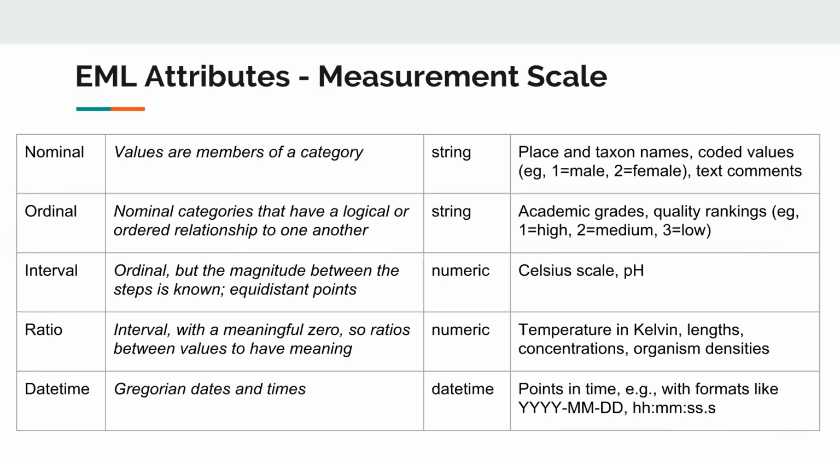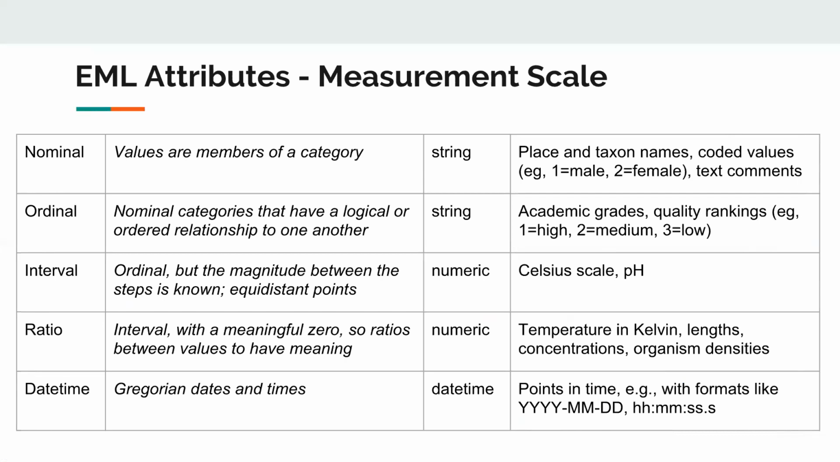Ordinal, again, these are nominal categories that now have a logical or ordered relationship. Academic grades is a good example, or something where you simply rank things high, medium, or low, where you don't necessarily have an amount that goes with those. Interval scales are nominal categories, but where the magnitude is known. Two common ones are Celsius and pH, where there is no meaningful 0. And then ratio is an interval category that has a meaningful 0.